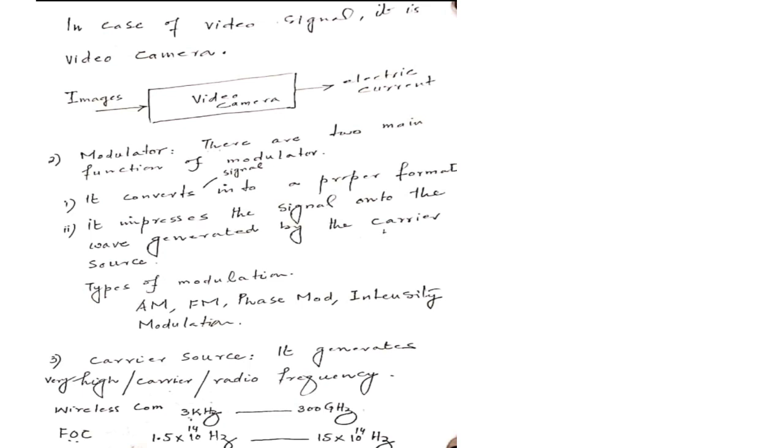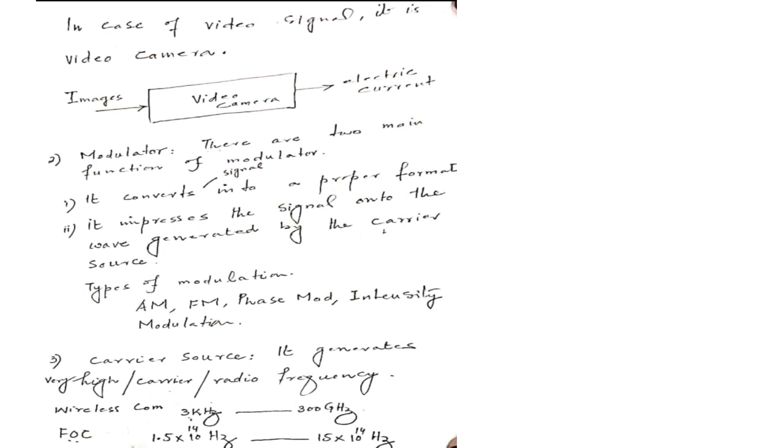So, in case of a wireless communication system, the carrier source generates a very high frequency from this particular range. We have already discussed the range, which is from 3 kilohertz to 300 gigahertz. This will be the function of the carrier source in case of an electronic communication system.